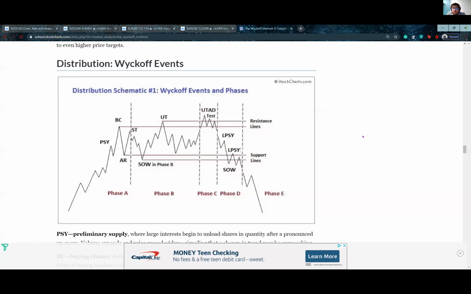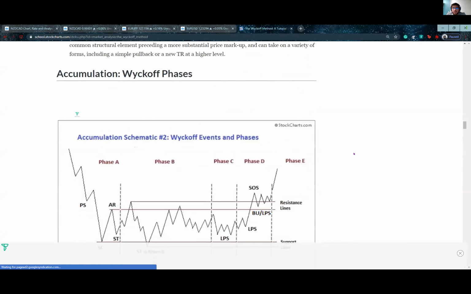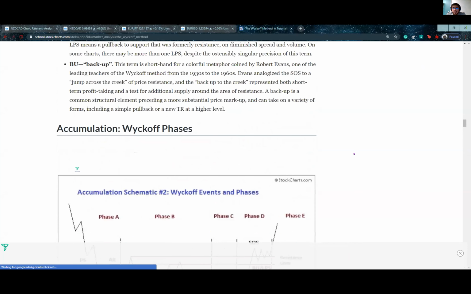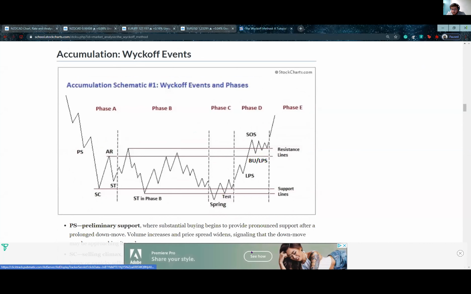So that was distribution. Now we're going to do the exact same thing, but put it in a bullish perspective. Price is always similar to this. What do you mean, via time frames? Can you rephrase your question? I'm not sure I understand what you're saying.